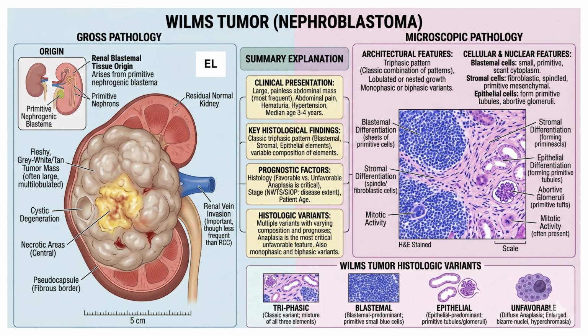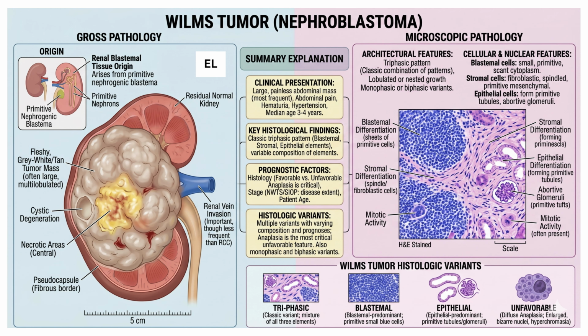Wilms tumor originates from primitive nephrogenic blastema within the kidney. During fetal development, nephrogenic tissue normally matures into functioning nephrons, but in Wilms tumor, some primitive cells persist and later undergo malignant transformation. Grossly, the tumor usually appears as a large, solitary renal mass that often replaces a major portion of the kidney. The image demonstrates a bulky, fleshy tumor mass that is gray-white to tan in color and multilobulated in appearance.